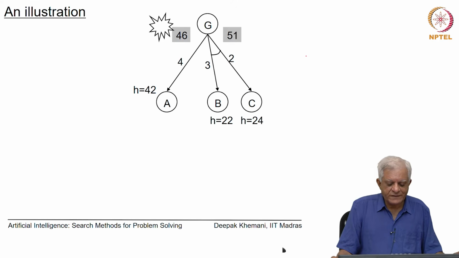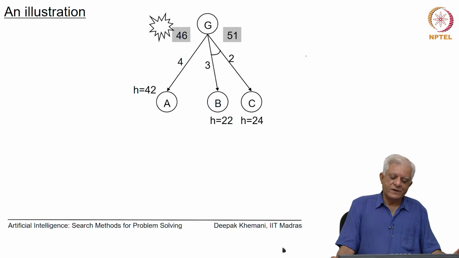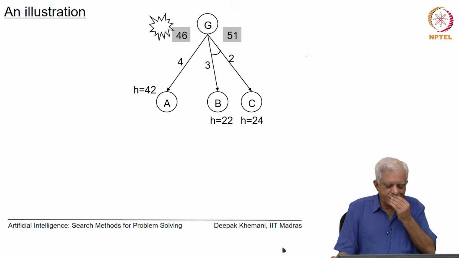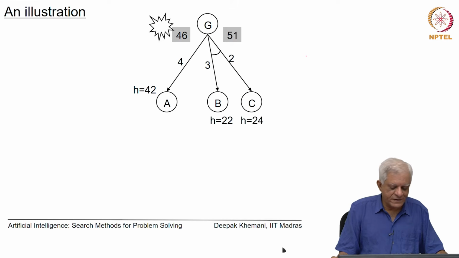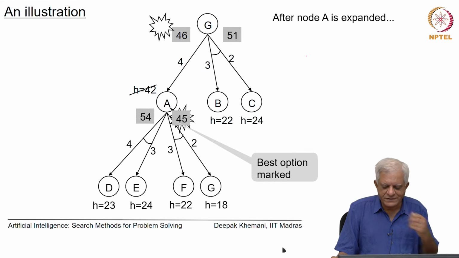This is where we started. We had these two choices A and BC, let us call it BC. A was estimated to cost 46 at the root level, the problem would have cost about 46, and if we had chosen BC it would have cost 51. So, we had marked A as the best choice, and when we refine the node A, it presents us with some similar problem, some similar situation.